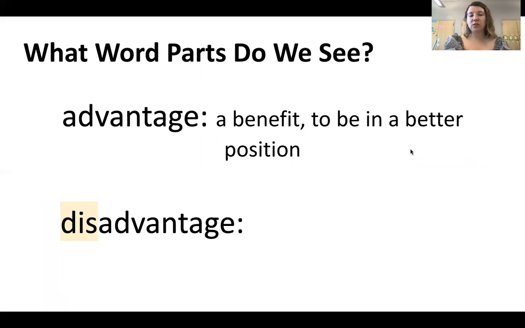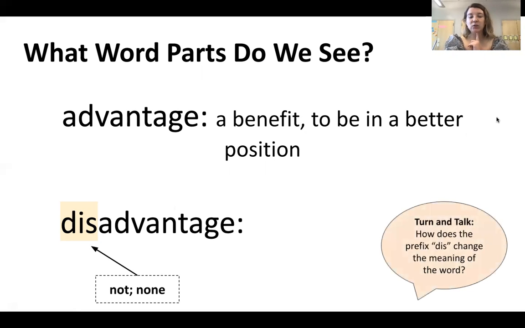So to do this with my students, I would make a really clear slide or board, just asking what word parts do we see. For advantage and disadvantage, I would present advantage with the definition. So it's like a benefit or to be in a better position. And here I have disadvantage. At this point, I might actually ask or tell my students that dis means not or none. So I'm explicitly teaching them that when they see this word dis, the beginning of a word, it often means not or none.